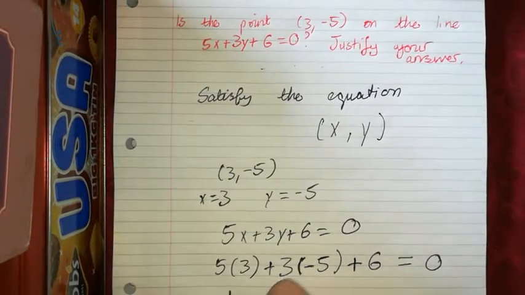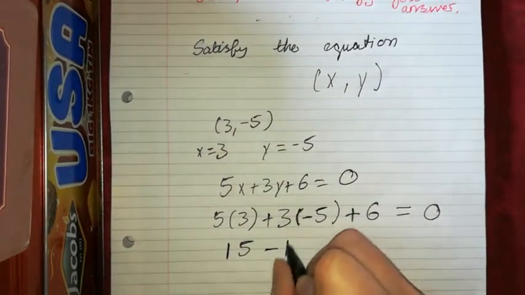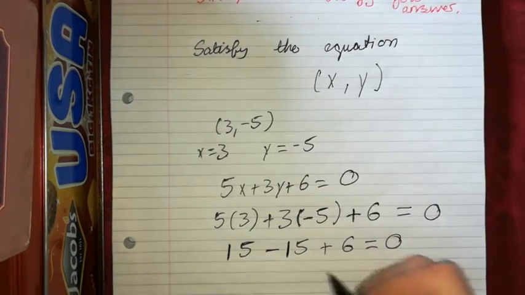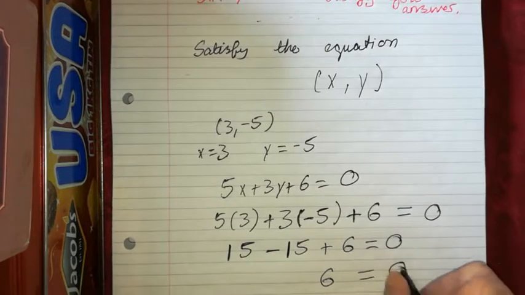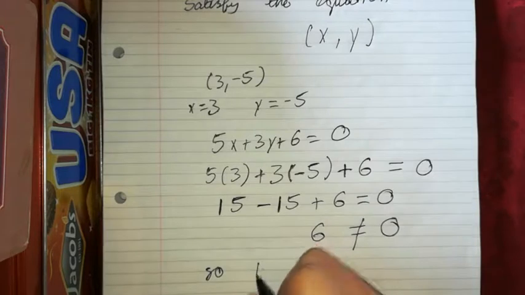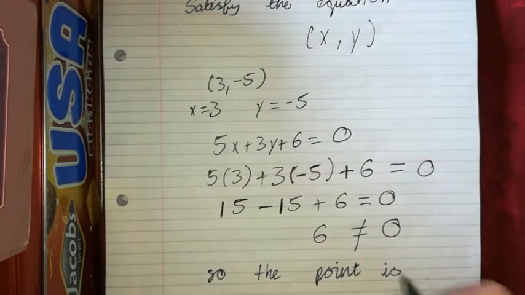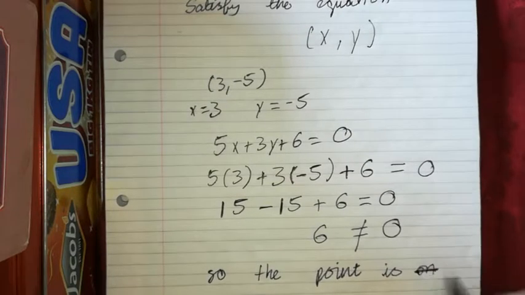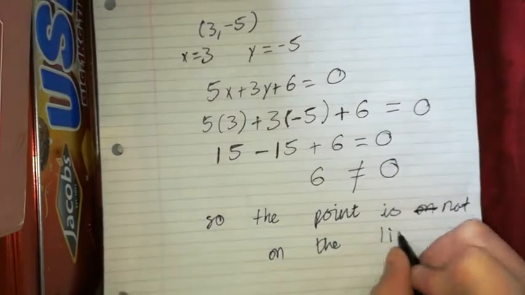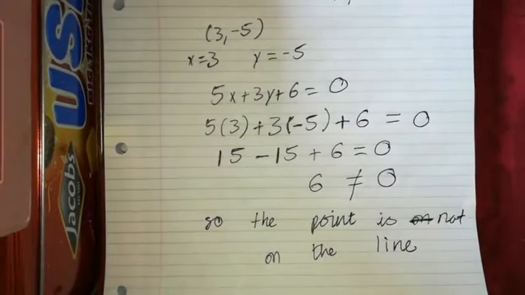So 5 by 3 gives me 15, and then 3 by -5 gives me -15, and then plus 6 is equal to 0. So 15 take 15 is 0, so that leaves me with 6 equals 0. Well, 6 is not equal to 0, so the point is not on the line. If I got 0 equals 0, I could say that it was on the line, but the point is not on the line because it doesn't satisfy the equation. That would be my justification.